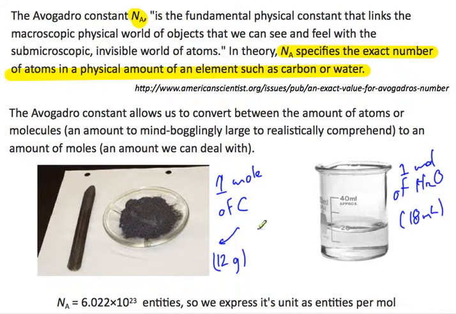Physical, 12 grams of carbon, that's 6.022 times 10 to the 23rd carbon atoms. Physical world, 1 mole of water, that's 18 milliliters of water molecules. That is, again, 6.022 times 10 to the 23rd water molecules. So the Avogadro constant is 6.022 times 10 to the 23rd entities per mole, so we express it as entities per mole.